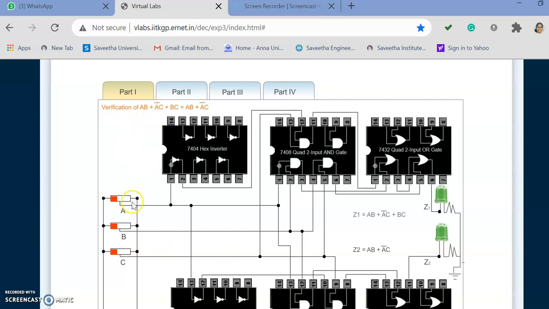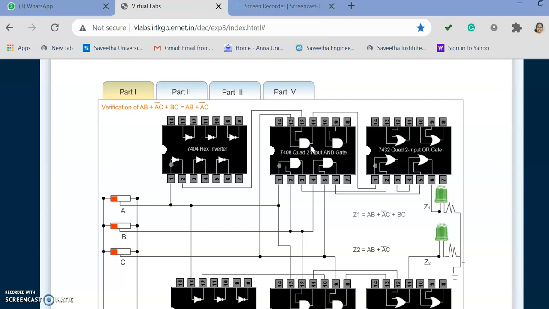Likewise, A complement C. This is your A. I need A complement, so I have to use a NOT gate. The input A is given to the input of the NOT gate and then you get the output, which is A complement. This A complement is given to your IC as the input for this AND gate. We need to give C as well. From C, I take it and give it to pin number 13, which means the output of this is going to be A complement C.